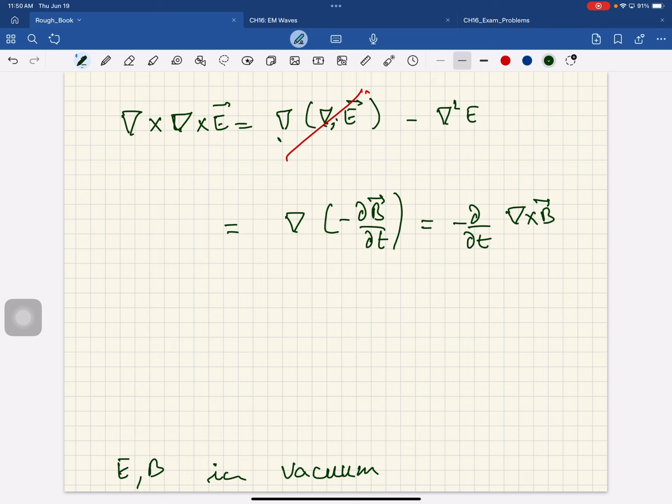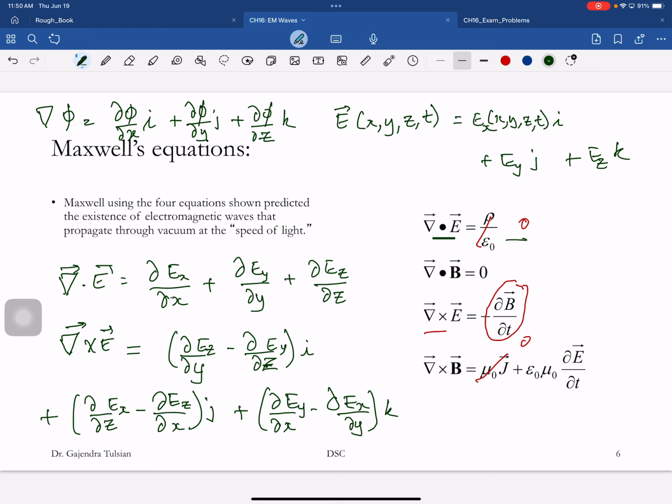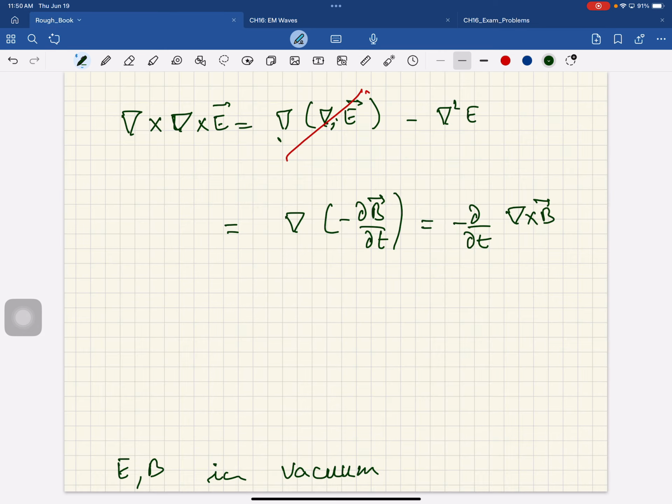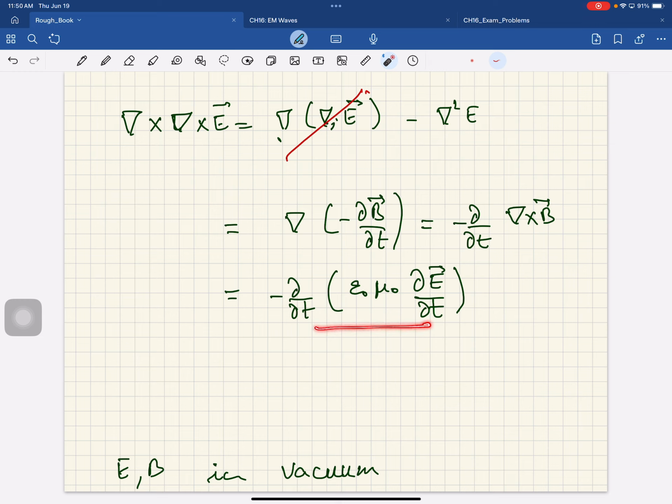So this is Maxwell having coffee in the afternoon. What is curl of B? It's epsilon naught mu naught del E by del T. So this is equal to del by del T of curl of B, which is epsilon naught mu naught del E by del T. Okay, so what we have here is this is equal to that. I hope you followed all of that.